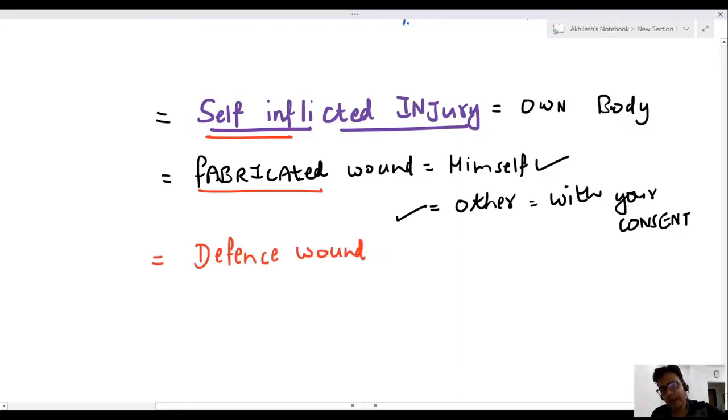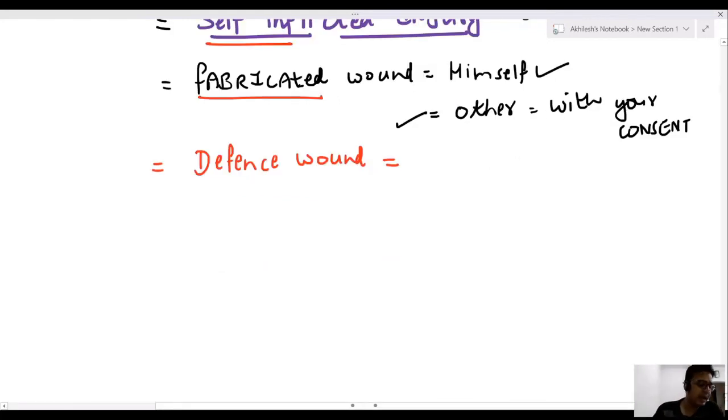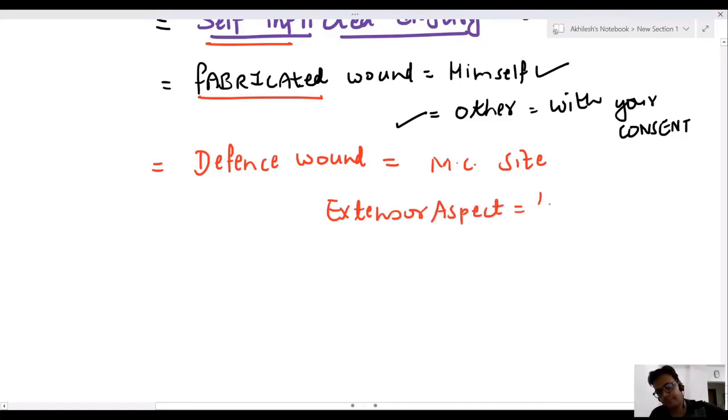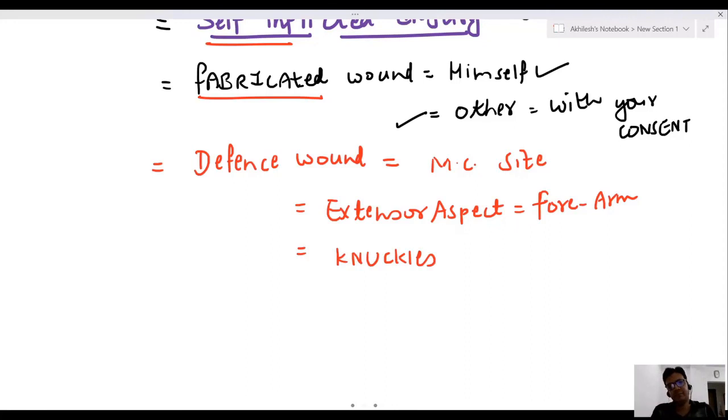Friends, you are defending, means someone is hitting and you are defending. Most common side is extensor aspect of forearm. This is the most common side. Knuckles, this area. This is knuckle, metacarpophalangeal joint. Or inner aspect of forearm.